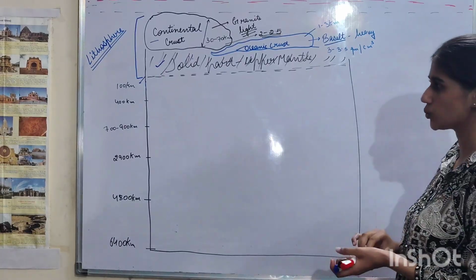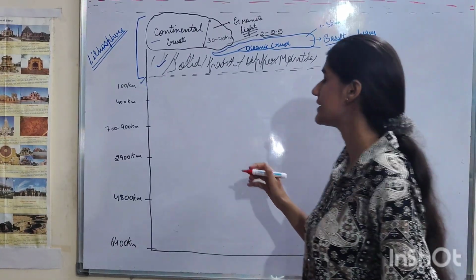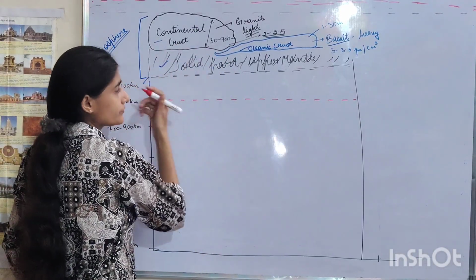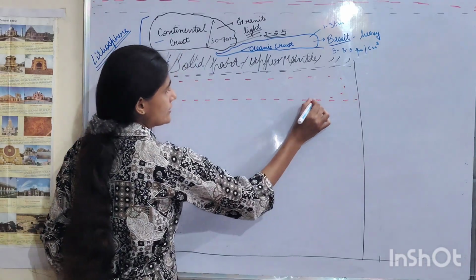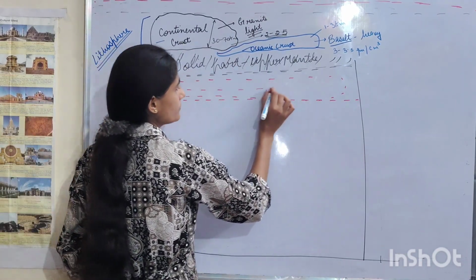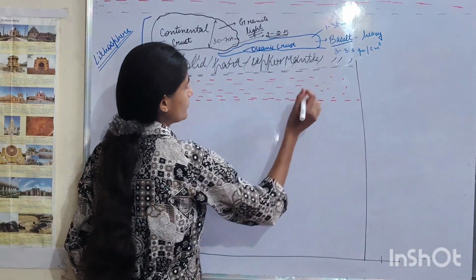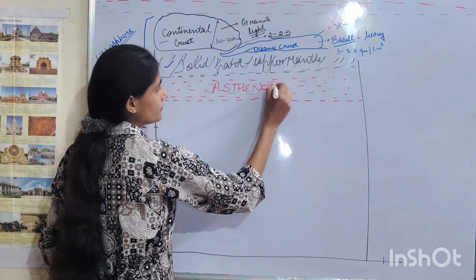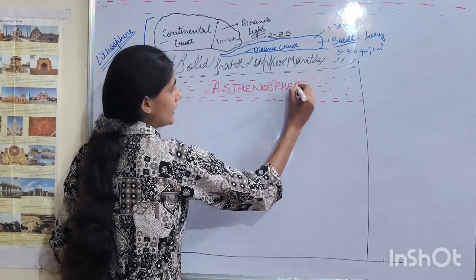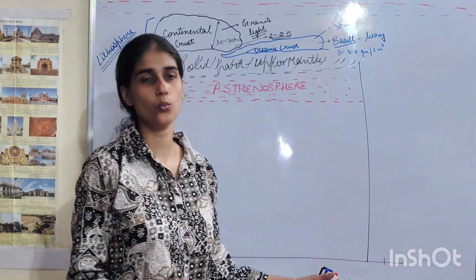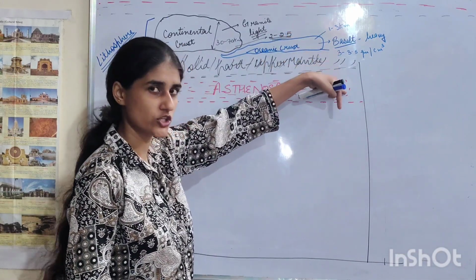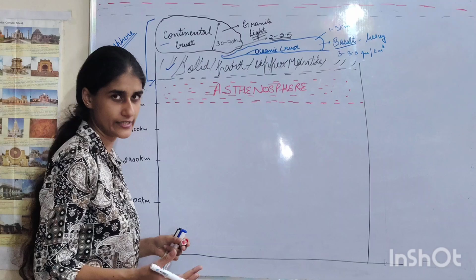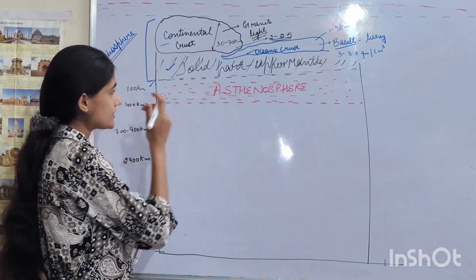The next layer, which is very important and has some special properties, is the asthenosphere, which is semi-liquid or semi-solid. Some volcanoes also have their origin from asthenosphere. It has tendency to flow. Whenever pressure is applied on it from one direction, it will flow towards the other direction. It has semi-plastic properties, we can say. Semi-solid it is.